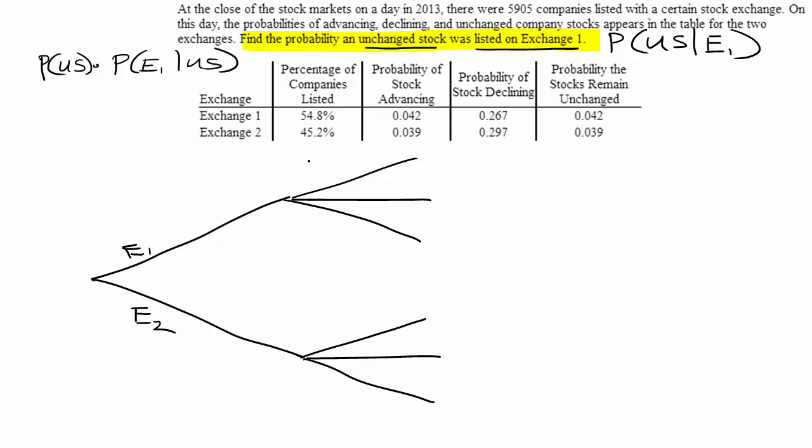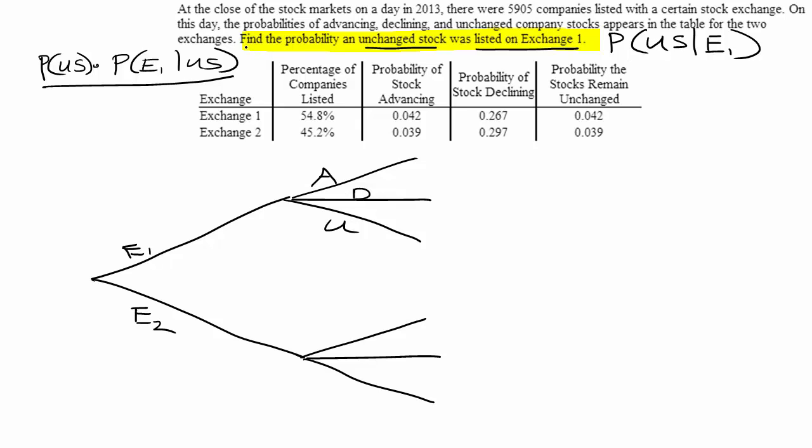So we're going to have three branches coming off of each of these. And these three branches are going to be, sorry, we'll do it in the order that they had it: advanced, declined, and unchanged. And so this probability here is the probability that it was unchanged given that it's on exchange one. And that's not what we're going to need in our formula. We're going to need the probability that it was E1, that it was exchange one given that it was unchanged. So everything is backwards.